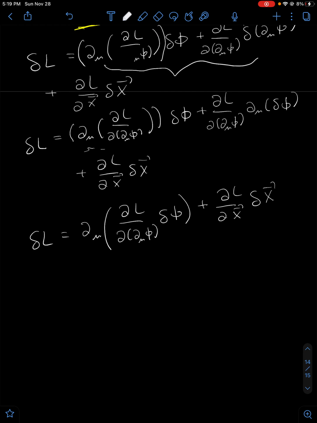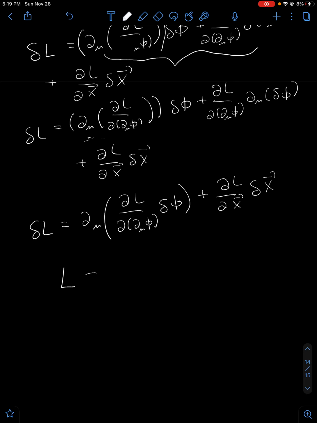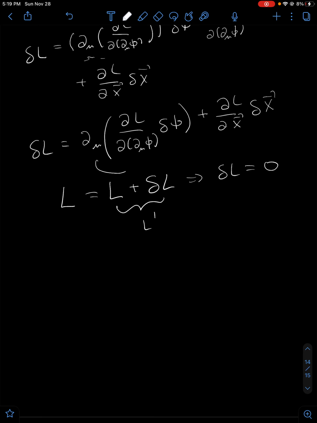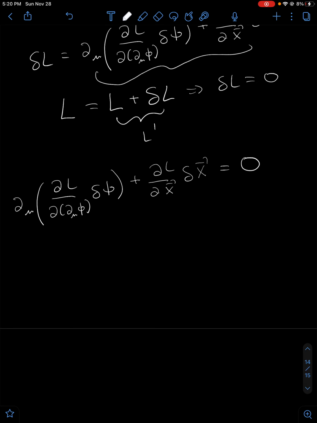Okay. So now what do we do next? Well, now let's remember that if we have a symmetry, it means that our Lagrangian equals L plus delta L, which was, remember, L prime, which means that delta L should be 0. So this entire thing, we can just copy this and paste this, should be 0. All right.